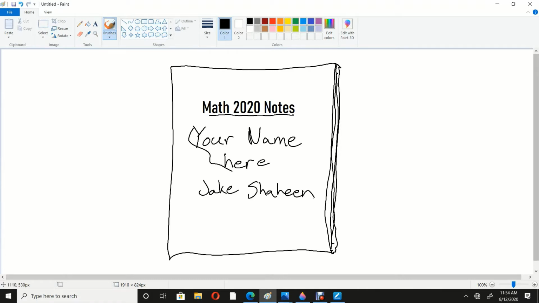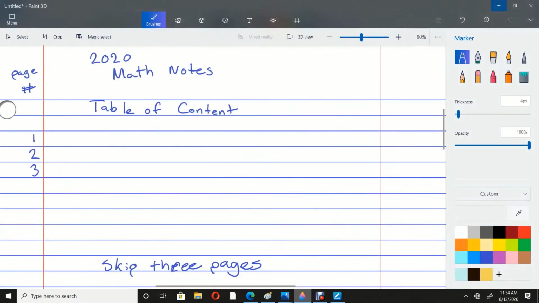All right. Now, once you've got your title page or your cover set up, we're going to open the book. We're going to open your composition to the very first page, and we are going to open up by creating a table of content. All right. So at the top, you write 2020 Math Notes, table of content. That'll be on the very first page. In this top right corner, you'll have the page number, and we'll have a list going down here.